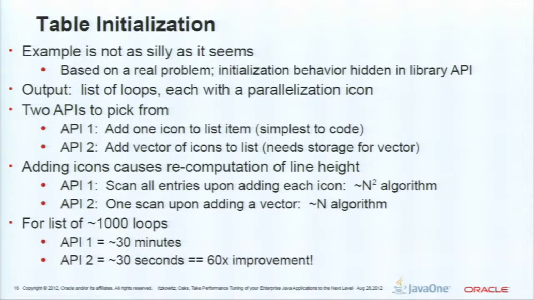And if you do that for n icons, you're scanning a list of n entries n times, so you have an n squared algorithm. If, on the other hand, you build a vector of icons and add it to the entire table at once, you have an order n algorithm. Actually, it's an order of 2n, because you have one pass of n to construct the array, and a second pass of n to do one recomputation for all the icon heights. And here's an example. For a list of about 1,000 icons, API 1 took 30 minutes, API 2 took 30 seconds. That's the kind of benefit you can get. This is the kind of low-hanging fruit that you'll often see in real code.